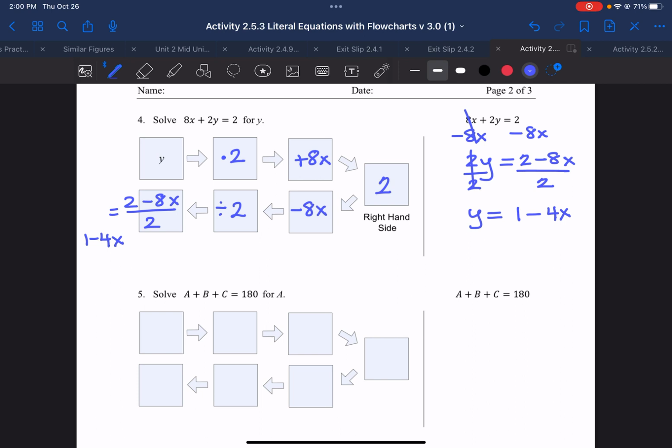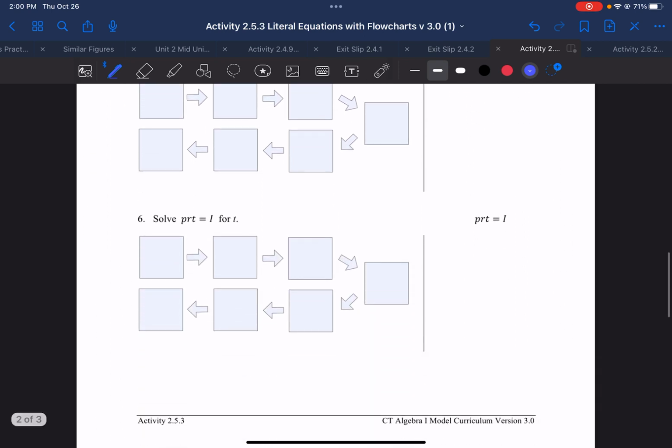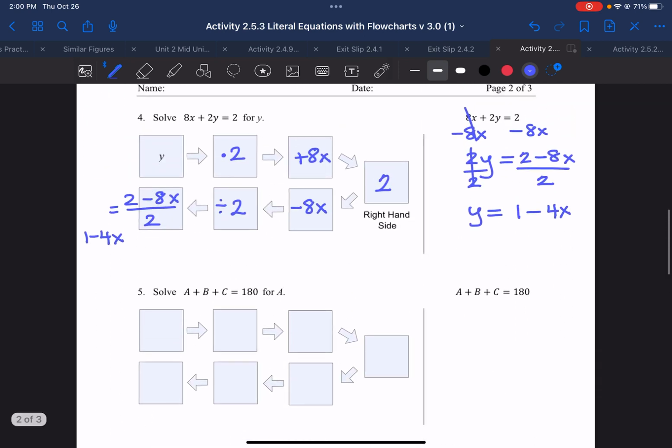Okay. Now, for the rest of them, I'm going to have you continue working. I will post the answer key so that you can check your work once you're finished. And good luck.